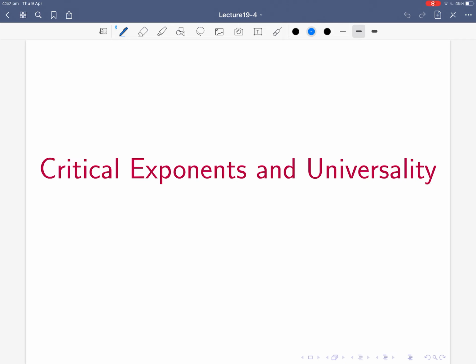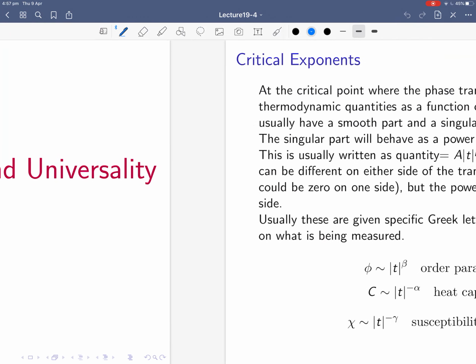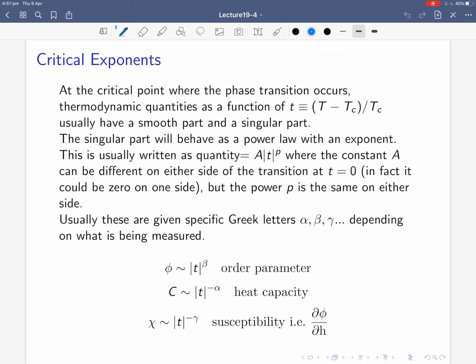In this lecture, we're going to look at critical exponents and universality, and also at first order phase transitions. Right, so first for critical exponents and universality. This is an important topic in modern statistical mechanics.